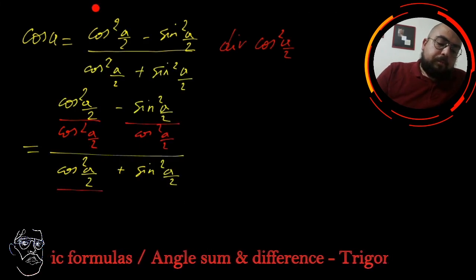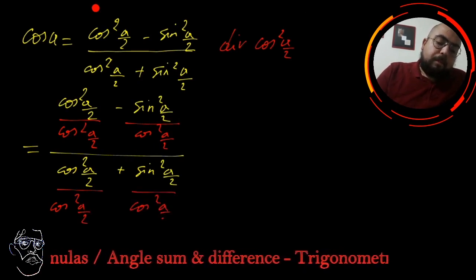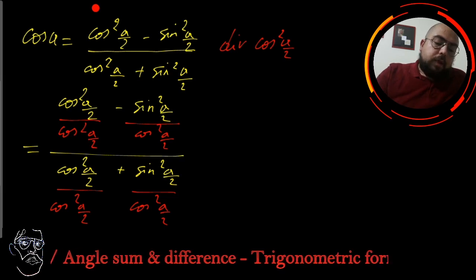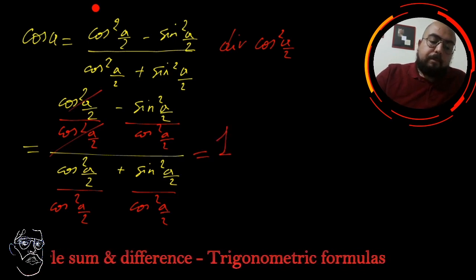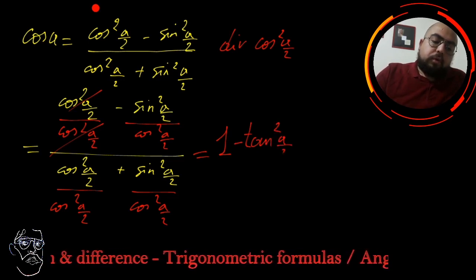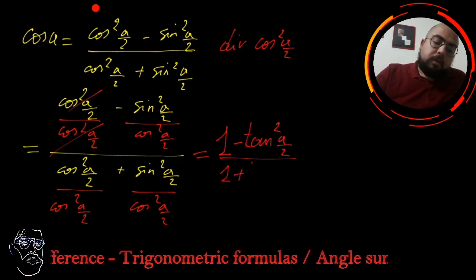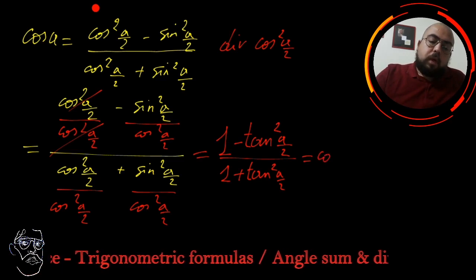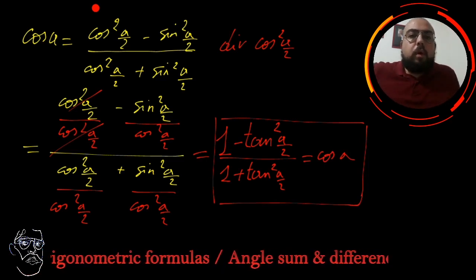So what I will obtain is cosine squared a over 2 minus sine squared a over 2, divided by cosine squared a over 2, over cosine squared a over 2 plus sine squared a over 2, divided by cosine squared a over 2. So I will have 1 minus tangent squared a over 2 over 1 plus tangent squared of a over 2, and this will be cosine of a, and this is the last formula in this part.